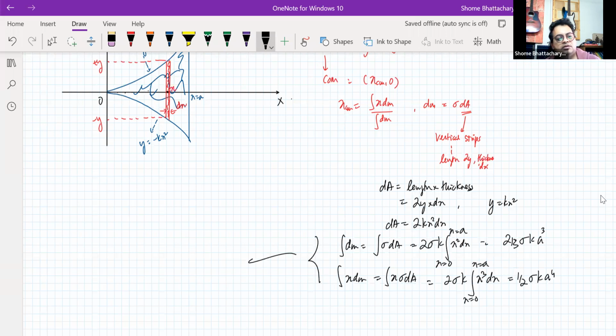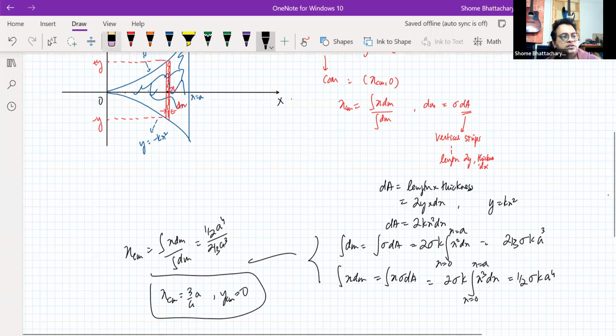So from this I can now see that the x coordinate of the center of mass is the ratio of these two things. So it will be 1 by 2 a to the power 4 divided by 2 by 3 a to the power 3. So the x coordinate of the center of mass is going to be 3 by 4 a, and the y coordinate of the center of mass is 0. So this is the position of the center of mass for this.